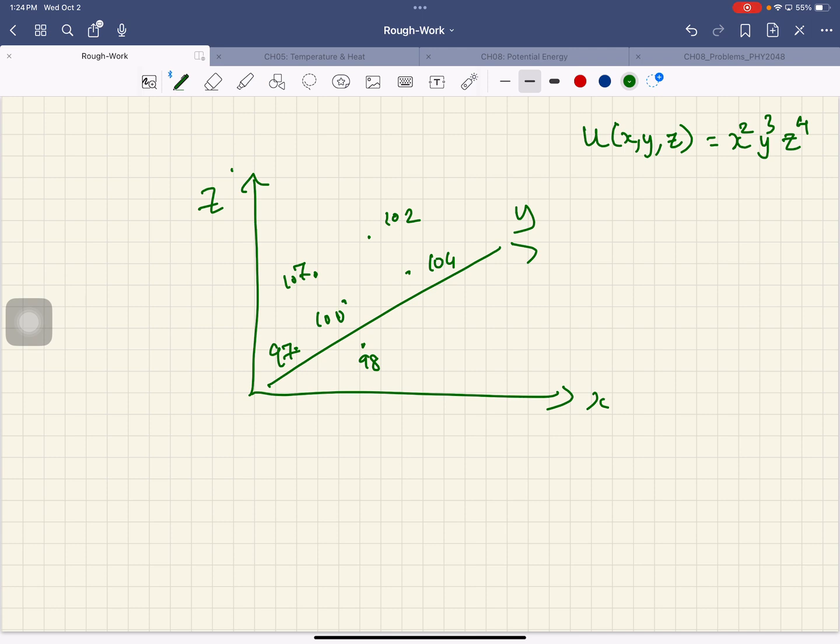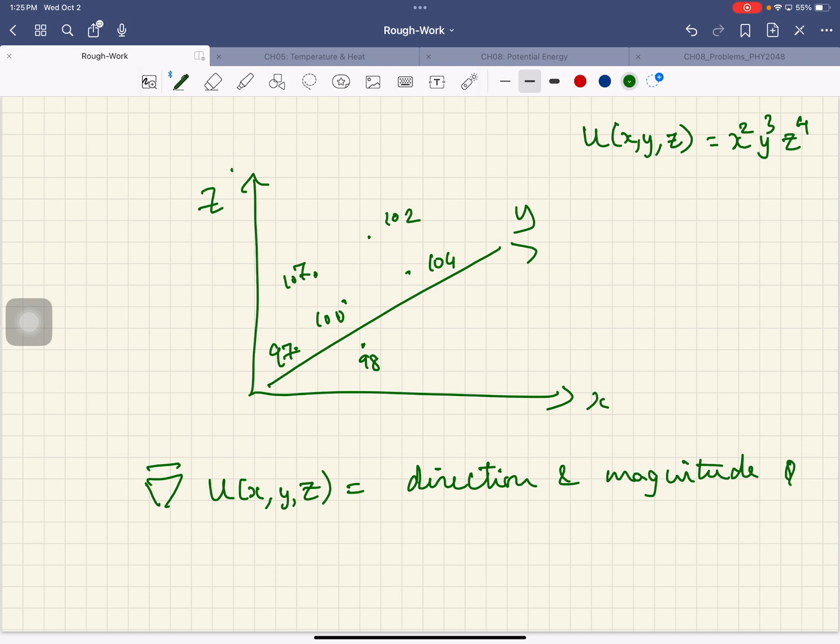So the gradient of u gives you the direction and magnitude of the fastest increase. And how's the gradient operator defined? Del u by del x i.